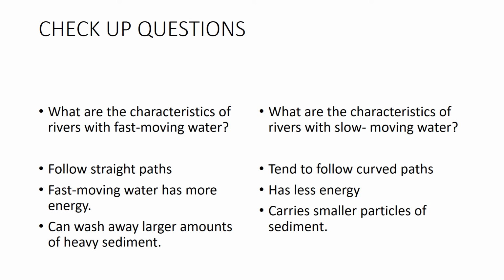Check-up questions. What are the characteristics of rivers with fast-moving water? Follow straight paths. Fast-moving water has more energy. Can wash away larger amounts of heavy sediment. What are the characteristics of rivers with slow-moving water? Tend to follow curved paths, has less energy, carries smaller particles of sediment.